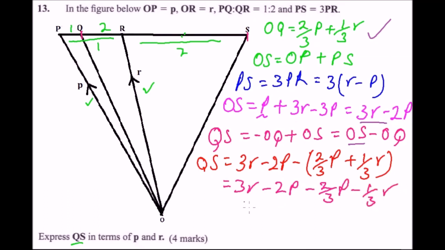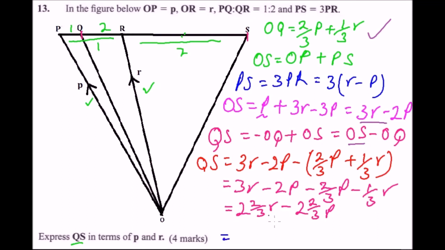So we have 3R minus 1/3 R. It will give us 2 and 2 over 3 R. Then minus P minus 2 over 3P. It will give us minus 1 and 2 over 3 P. We can write this properly and say this is equal to, write it in proper form.